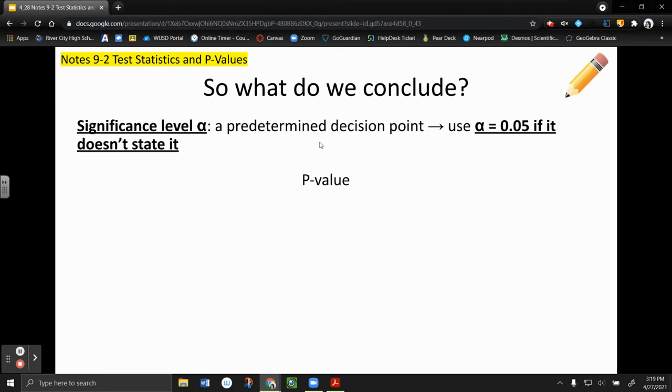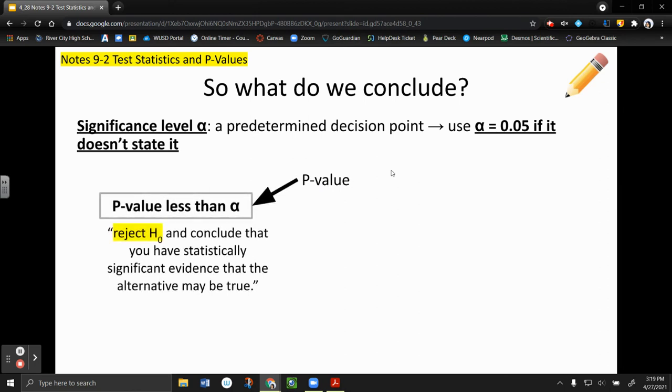If a problem doesn't state an alpha level, you should just use 0.05. That's a good middle of the road significance level. If it states a different significance level, you should use that. So the problem will either state it, or if it doesn't, you use 0.05. So what we do is we compare our p-value to that alpha. Our p-value is either going to be below or above the alpha.